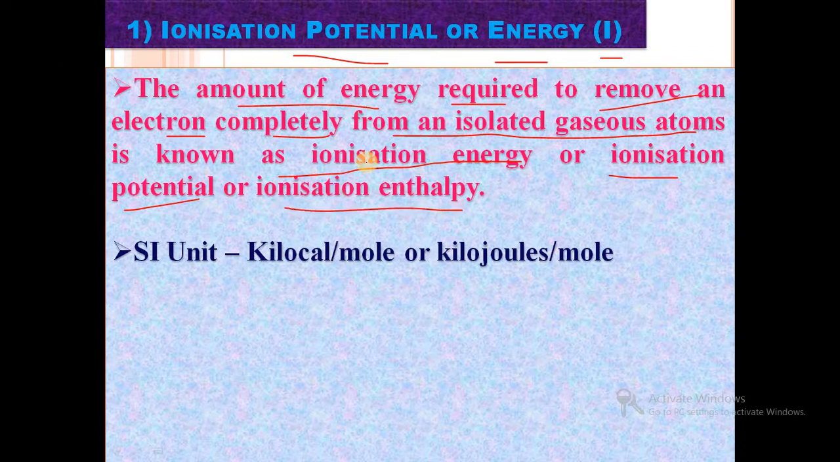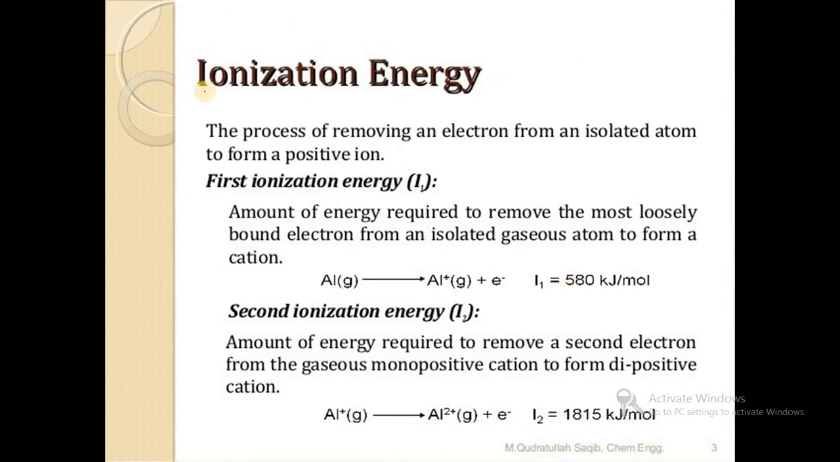That is simply, the amount of energy required to remove an electron completely from an isolated gaseous atom is known as ionization energy, which is represented by capital I. The unit for ionization energy is kilocalorie per mole or kilojoules per mole. In ionization, an electron is removed from an isolated atom to form a positive ion, that is a cation, when the electron is removed from the outermost shell.